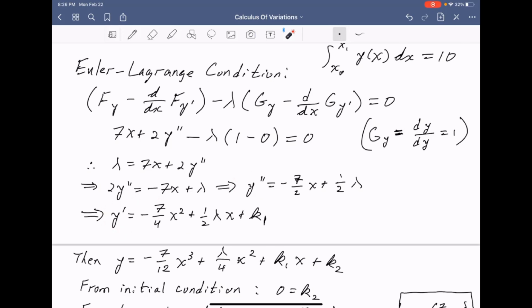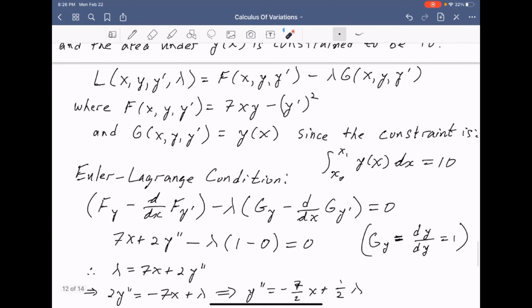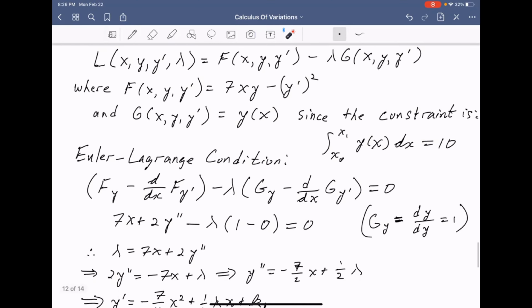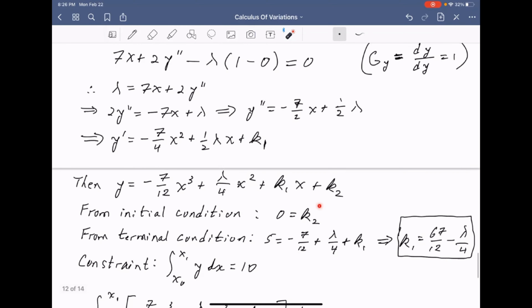Now we integrate it a second time to get y, and that gives us minus 7 over 12 because of that 3, 3 times 4 is 12, plus lambda over 4 because of that x and the 2, plus k1 x plus k2. Now from the initial conditions up here, x naught equals 0 means that y of x naught is 1. Well, the fact that x naught is equal to 0 means that k2 is equal to 0.